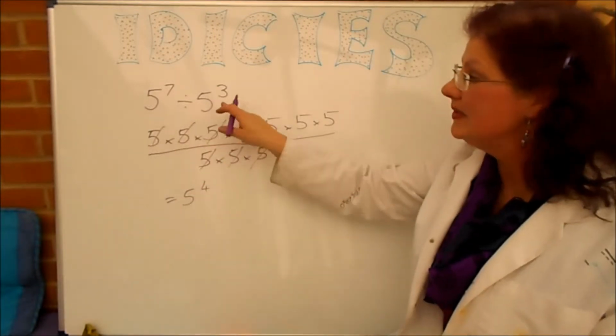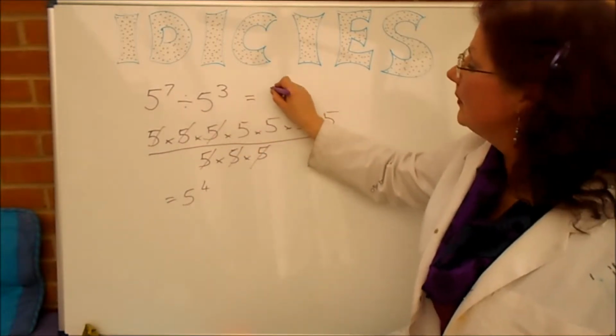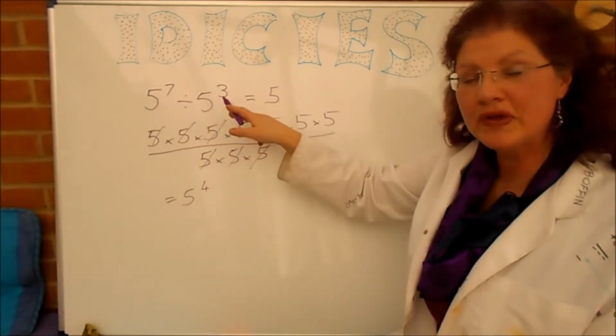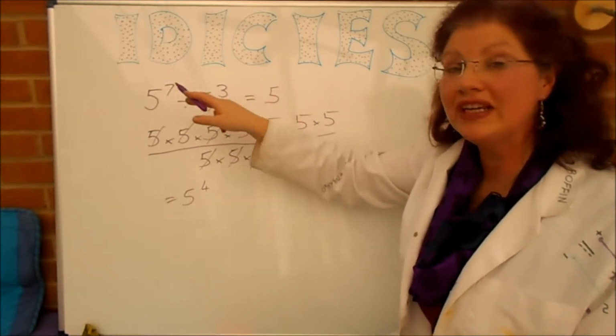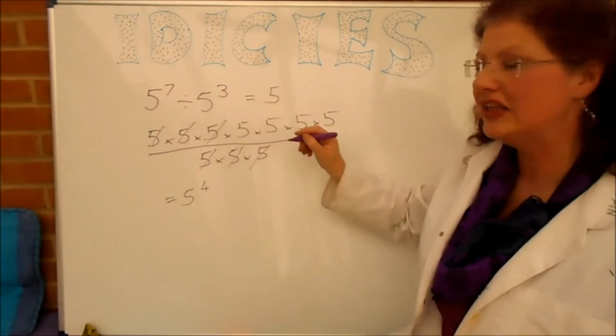We can get that quite simply from here by saying that it's going to be a 5 to the power something. If there were 7 5s on the top of the fraction and 3 on the bottom of the fraction, those 3 cancel with 3 out of those, leaving you with 4, which is 7 take away 3.